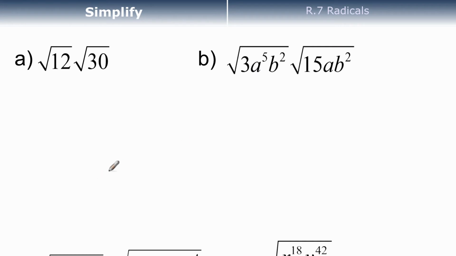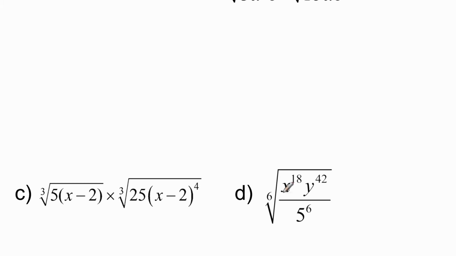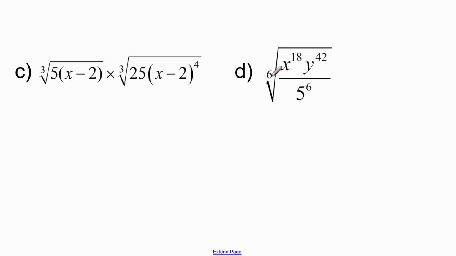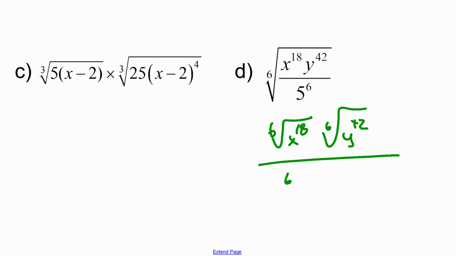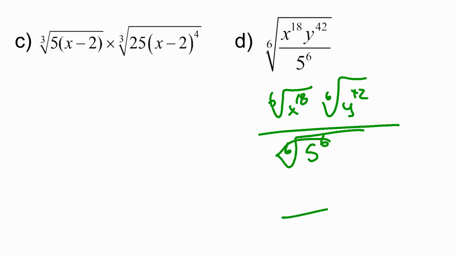Okay, here's a couple other questions. They're doing basically the same thing. Maybe I'll just do this letter D just to show you that. So the 6th root of all of this stuff, I can separate that into the 6th root of x to the 18th, the 6th root of y to the 42, over the 6th root of 5 to the 6th. So here 6 and 6, these cancel. So on the bottom, for this one, I would have 5.